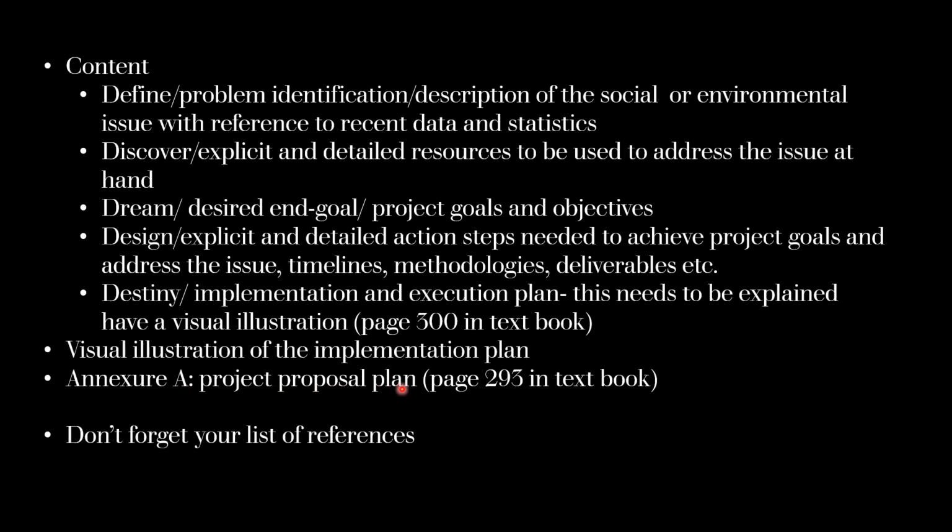The project proposal plan also needs to be included in your annexures, and that is found on page 293 in the textbook. As I said, you can have multiple annexures. So annexure A is designated for your project proposal plan, and then you can have annexure B for your survey example, etc. And then don't forget your list of references. That is also still very important. As per usual, that will be included after your conclusion and your content. So it won't fall behind your annexures, it'll actually come before your annexures.